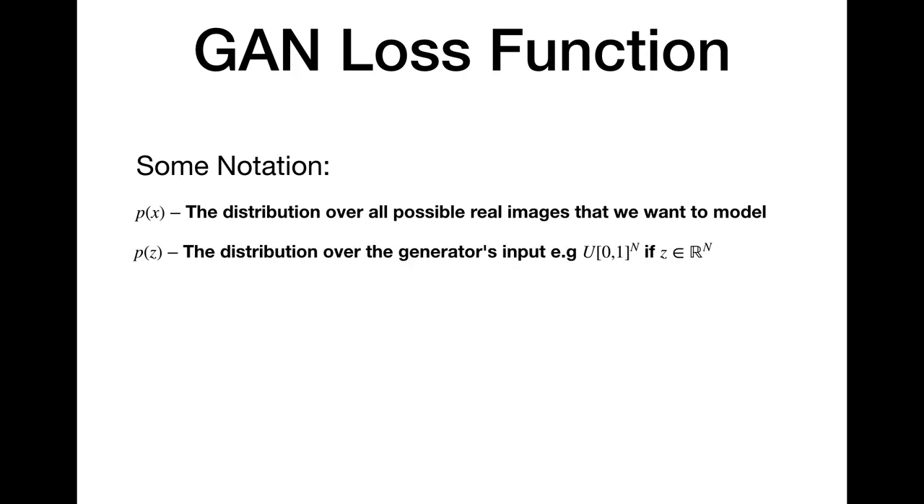Next, we're going to talk about P of Z. This is the distribution over the generator's input. This could really be any distribution of your choice. It could be a uniform distribution between 0 and 1, or it could be a standard normal distribution, or really anything that you choose.